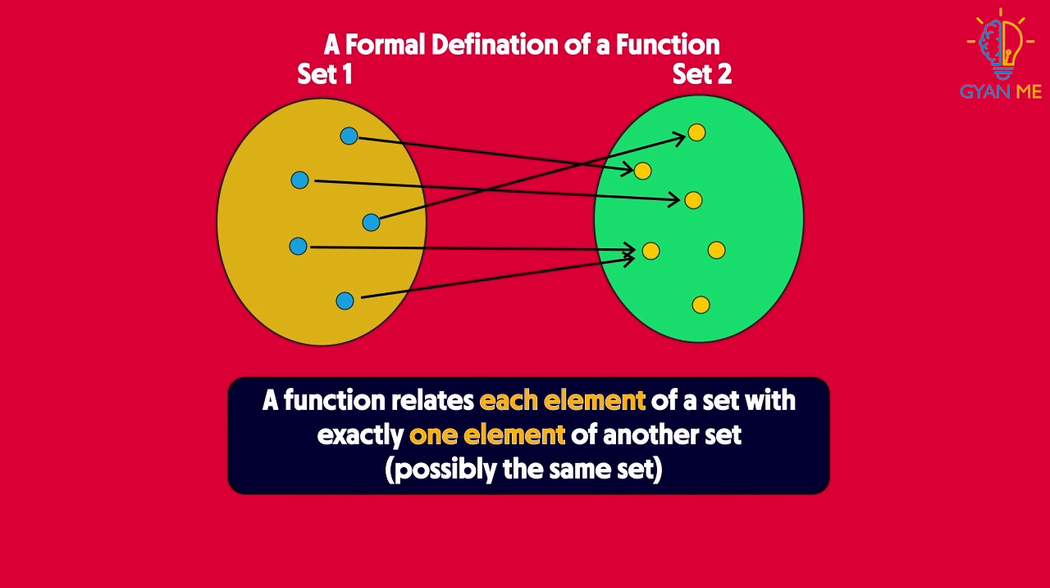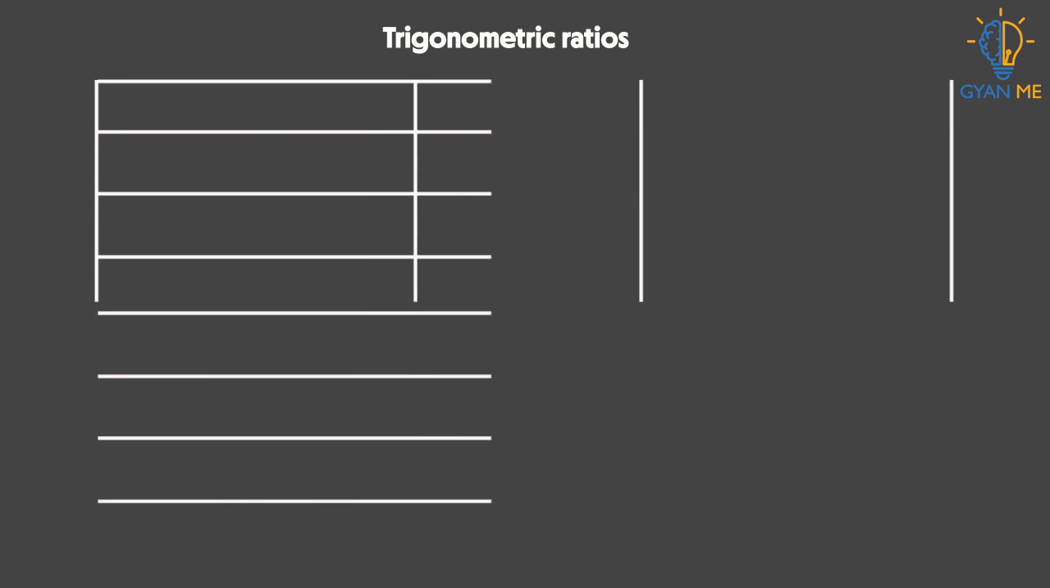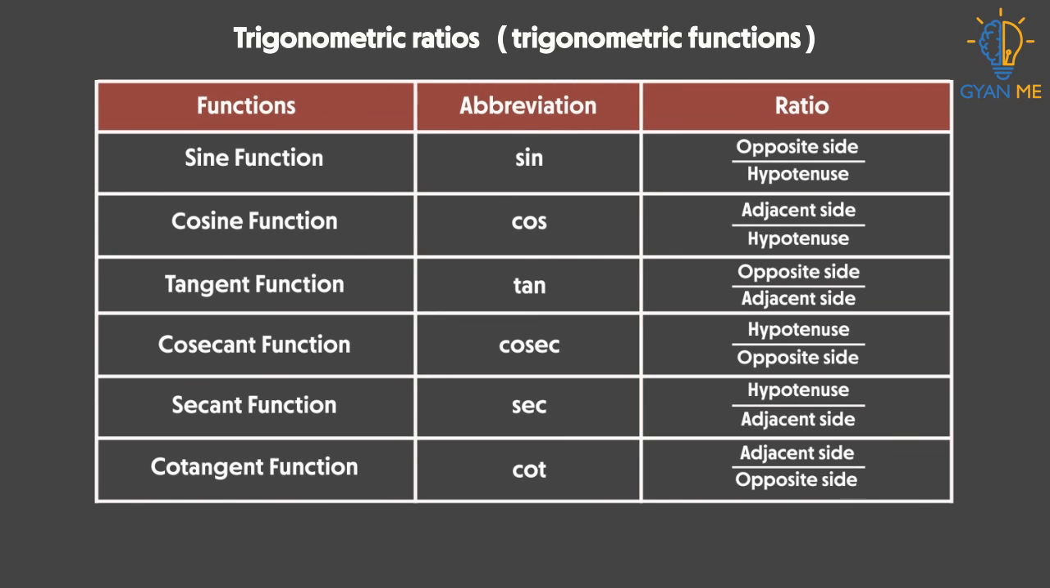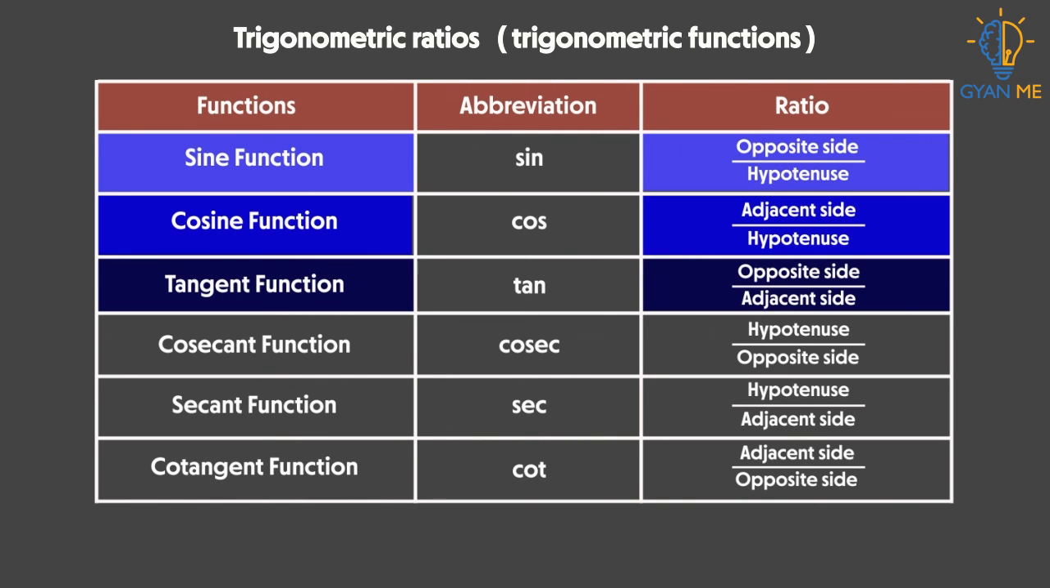So a formal definition of a function can be: a function relates each element of a set with exactly one element of another set. Coming back to our trigonometric ratios, they are also called trigonometric functions. Sine, cosine, tangent are three important trigonometric functions and are abbreviated as sin, cos, and tan. We also have three other inverse ratios of these three ratios.